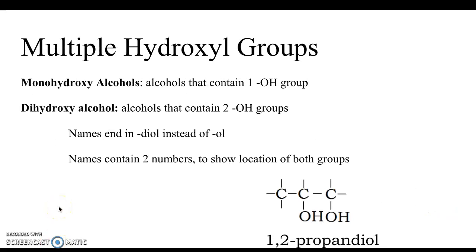You can have molecules that have multiple hydroxyl groups. Alcohols with only 1 hydroxyl group are called monohydroxy alcohols. Alcohols with 2 hydroxyl groups are called dihydroxy alcohols. And the name would end in diol instead of just OL, di indicating that there's 2 OH groups. And the name will also contain 2 numbers to show the location of both. So for example, 1, 2, so location is on carbon number 1 and carbon number 2. Prop, because we have a 3-carbon chain. Diol, because there's 2 hydroxyl groups.